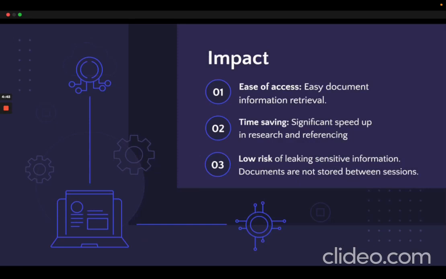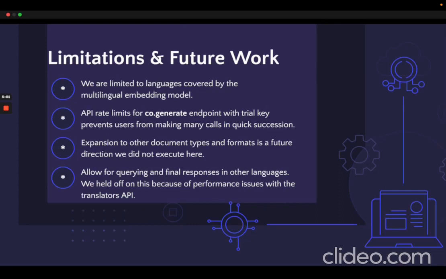The impact of this is that it provides ease of access for document information retrieval. It provides significant speed up in research and referencing, saving users time. It's low risk because we do not save the documents between sessions, so information is kept safe. Limitations of this are that we are limited by the languages covered by the multilingual embeddings model. Also, API rate limits are another limitation. We hope to expand the work to other document types and formats and to allow for querying and final responses in the actual languages that users want to engage with.